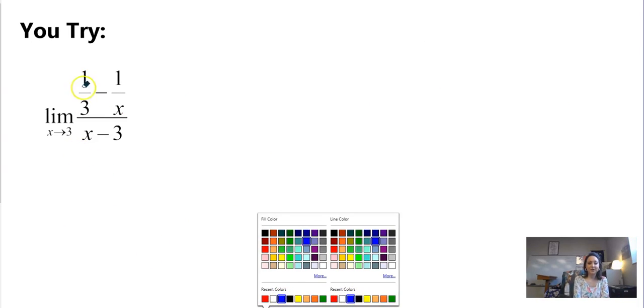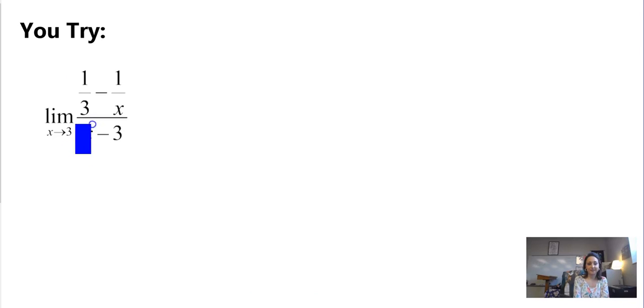So again, we've got fractions within fractions. So let's ignore the denominator for now and just work with the 1/3 minus 1 over x. Notice you've got a denominator of 3 and a denominator of x. Those do not have any common factors. So your common denominator is going to be 3 times x.